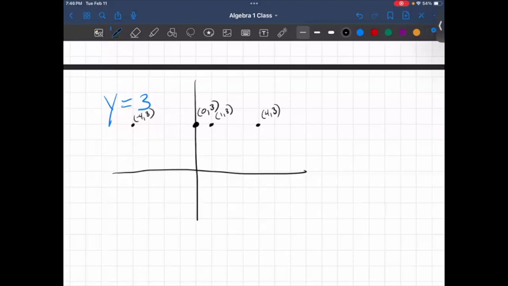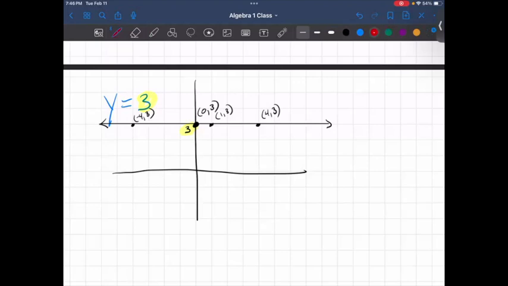All right, so when we see something like just y equals a number, that is a horizontal line at the value. Right, so this is y equals 3. So it's just a horizontal line through 3.